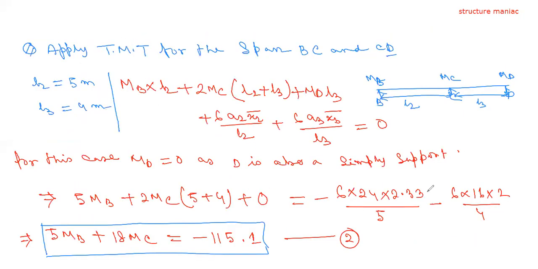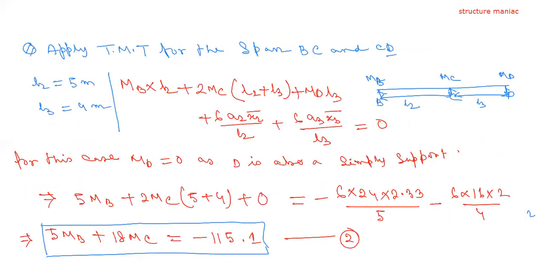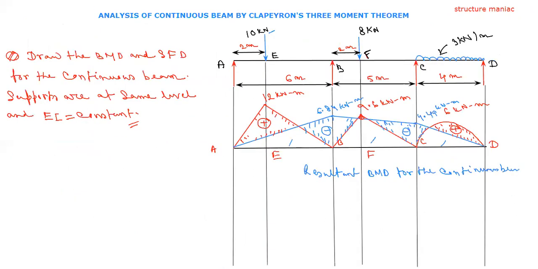And the value of RD is 4.88 kilonewton. Okay, so now we have the reaction values, and now we can easily draw the shear force diagram. I will proceed with the shortcut method, and you can proceed with the section method. In the last videos I have explained the section method also. So just draw the SFD here.